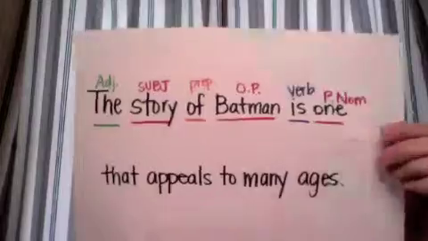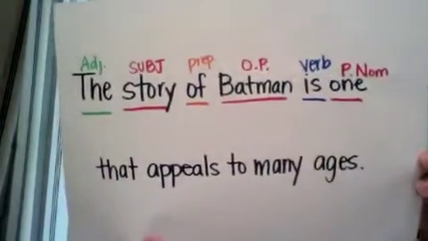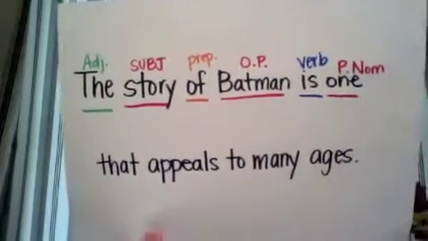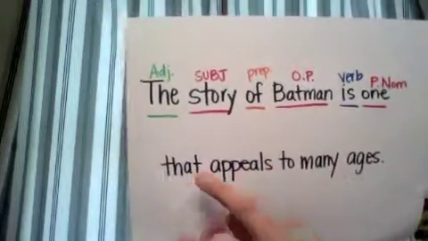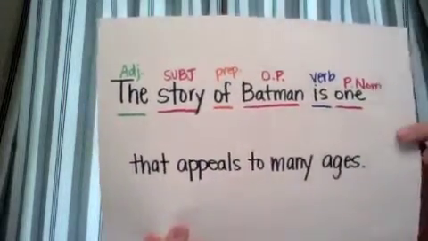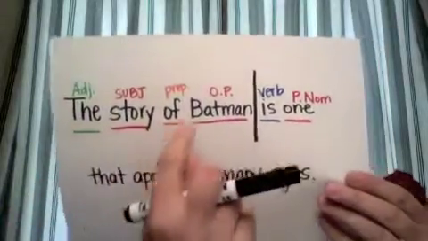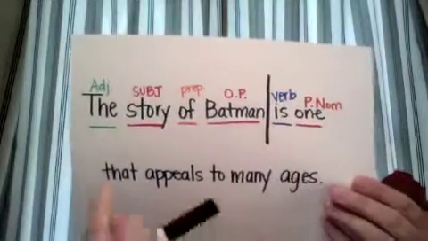Okay, so I have my predicate nominative. And you see the basic part that I've gotten here. Now, we're going to hold off on that "appeals to many ages" for just a second. If you'll remember, before, I separated my subject and my predicate with a black line, so I'm going to do that right now. So I have: the story of Batman is one that appeals to many ages.